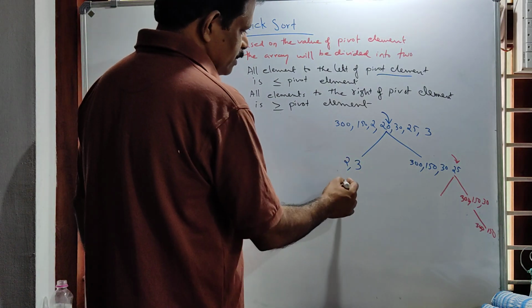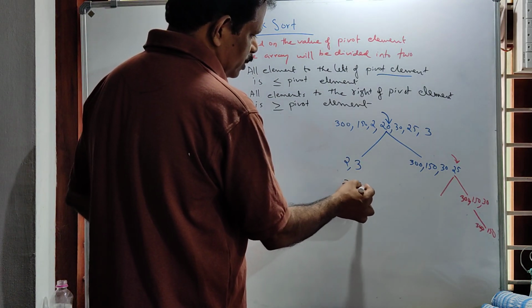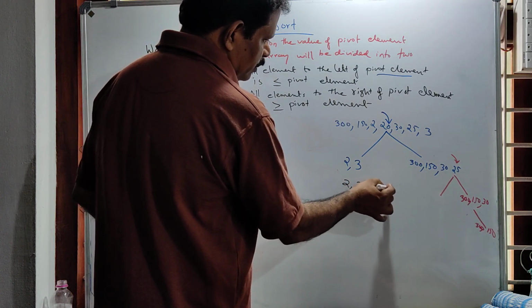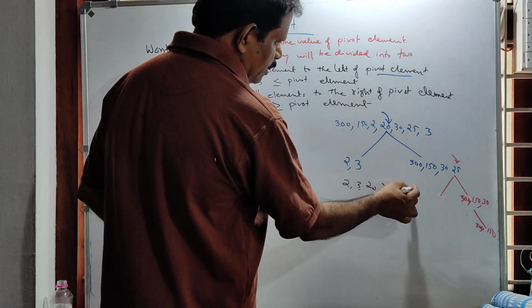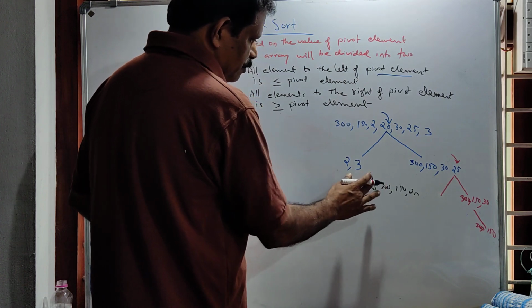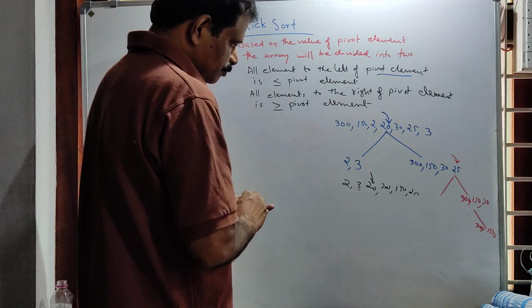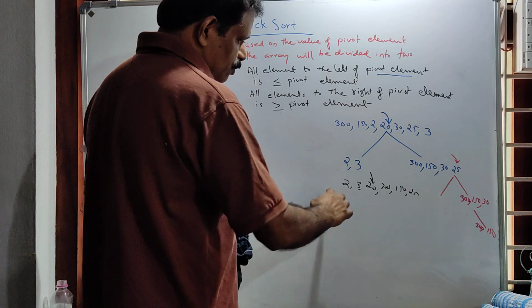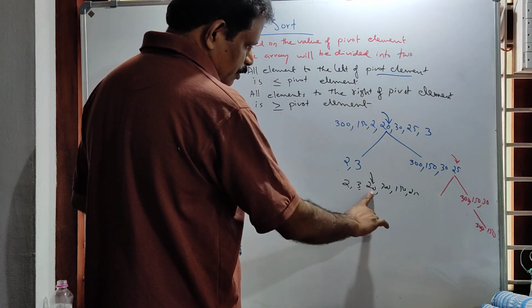In this case, we can say 20. Its position is 2, 3, 20, 300, 150, and 24. This is the position of 20. It is in the right position. So in the sorted arrangement, this is the position of 20.